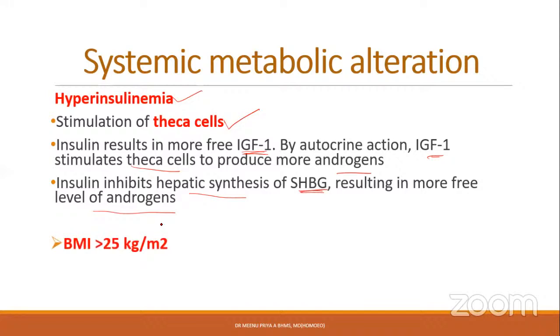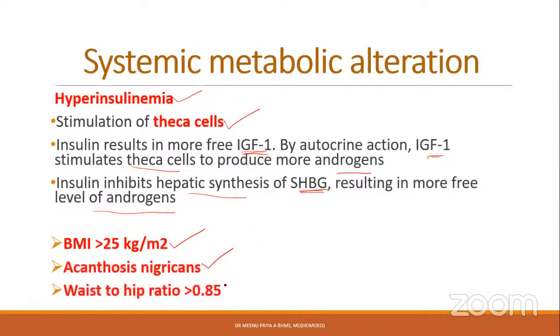And then insulin resistance. How will you diagnose insulin resistance? One, BMI should be more than 25. And then acanthosis nigricans. And then waist to hip ratio more than 0.85. These are the diagnostic or presenting features of insulin resistance. Not all PCOS cases are with insulin resistance. Usually it is, but if there is insulin resistance, these criteria should be present.